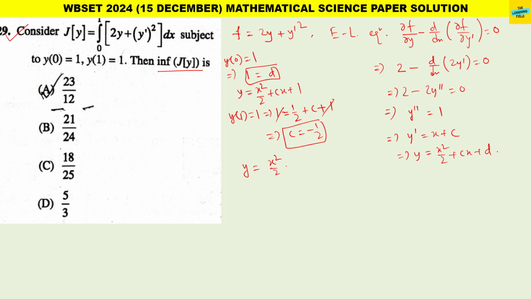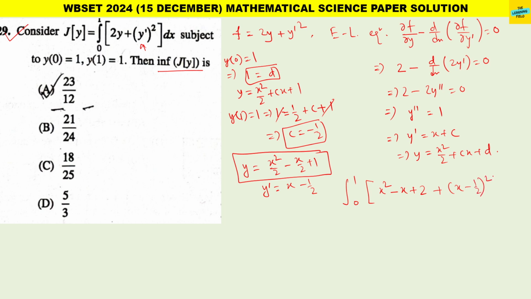x square by 2 minus x by 2 plus 1. So this is the value of y. Now we have to find also y dash. y dash is equal to x minus half. Now integration 0 to 1, we have to put the value to find the integration. y square means x square minus x plus 2, and y dash whole square means x minus half whole square. This is dx.